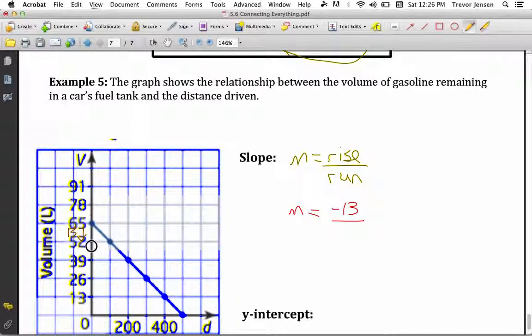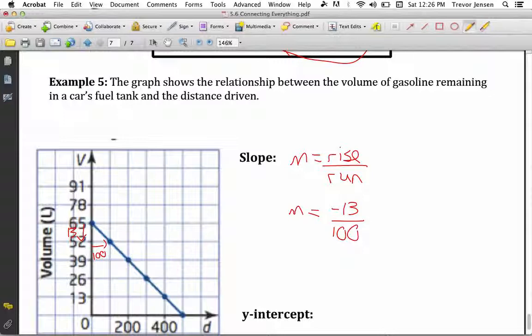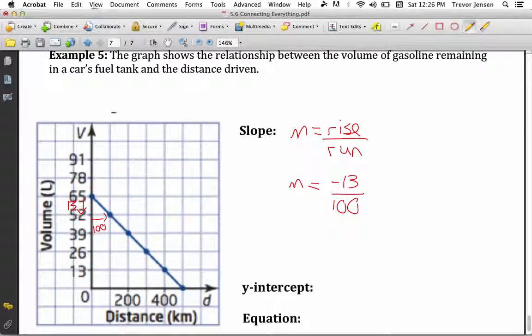And then I have to go to the right 100 units. Pay attention to your scale. It's going by 100s each time, so I have to go right 100. And there's the slope of my graph, negative 13 over 100. I know going down gives me a negative rise, going right gives me a positive run. Therefore, the overall value of my slope is negative. I have negative 13 divided by 100. That has an overall negative value, and any line that goes down to the right is going to have a negative slope. So that makes sense.